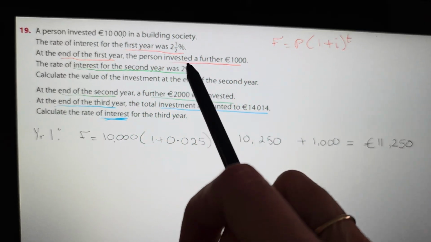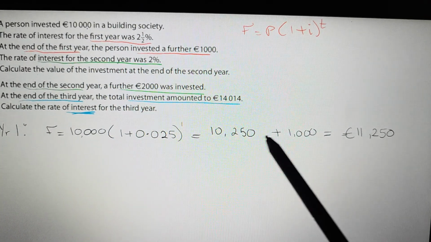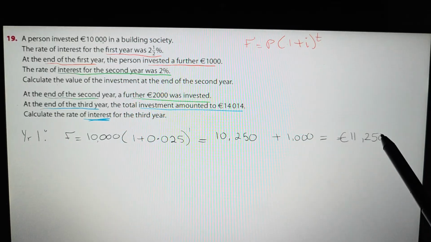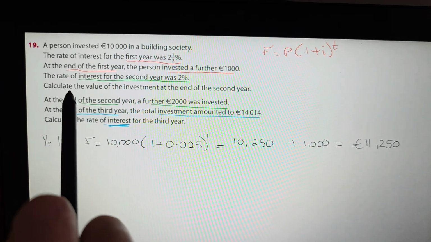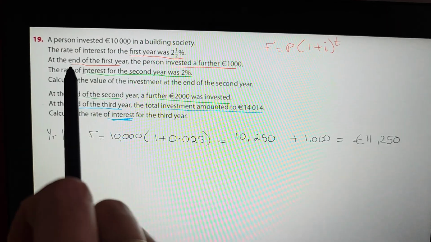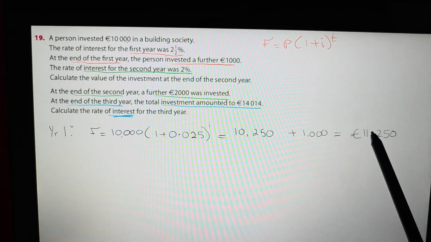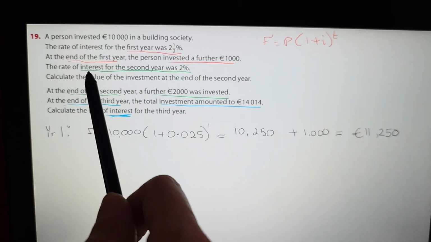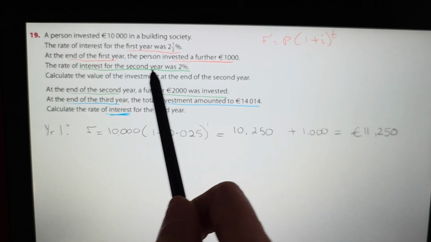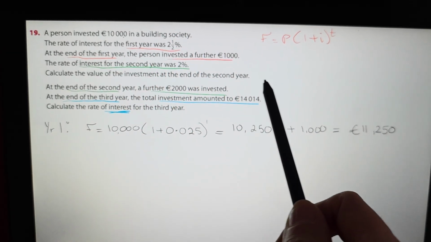That gives you, at the end of year 1, the value of your investment, but then they said they invested another €1,000, so add 1,000 onto that, which means at the end of year 1, this is how much you have in your investment account now. At the start of year 2, that's what you have going in. But in year 2, the interest rate was now 2%. And I want to know the value of my investment at the end of the second year.